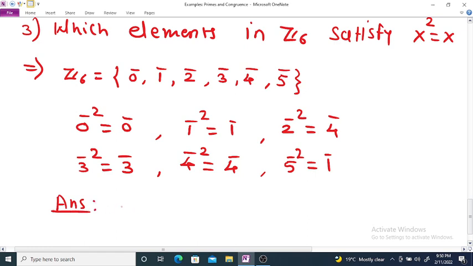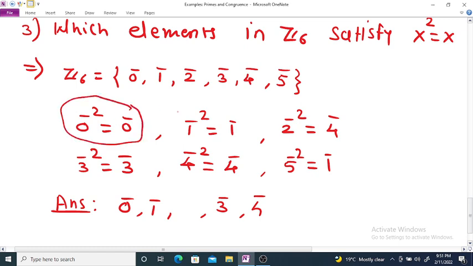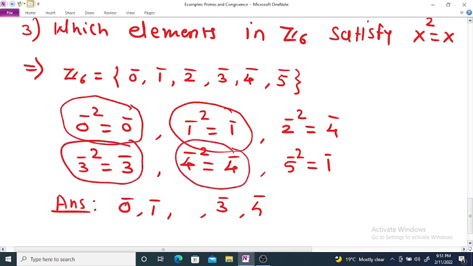So the solution is 0 bar, 1 bar, 3 bar and 4 bar. As 0 bar square is 0 bar, 2 bar square is not 2 bar, sorry, 2 bar is not an answer here. 0 bar you can check, this is the first answer, then 1 bar square is 1 bar, 3 bar square is 3 bar, and 4 bar square is 4 bar.